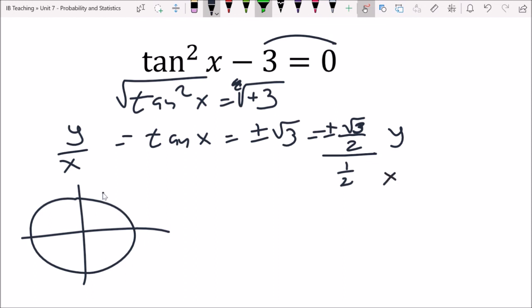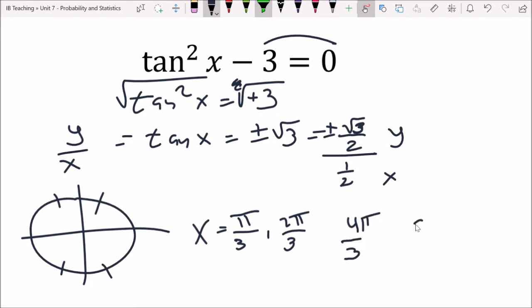So where does that happen? Well, hey, that's interesting. That's the same locations as the last question. So because we have plus minus, we incorporate all of these. So actually, our answer is the same as last time. So pi over 3, and 2 pi over 3, and 4 pi over 3, and 5 pi over 3.